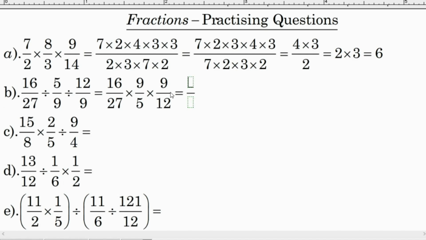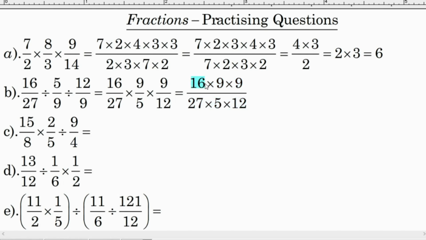Then we take the numerator multiplied with the numerator, so that will be 16 multiplied by 9, multiplied by 9. And then the denominator is 27 multiplied by 5 and then multiplied by 12. Here's what we have to do: I want to simplify it before we multiply the whole numbers.